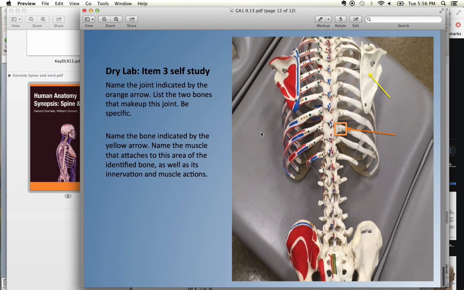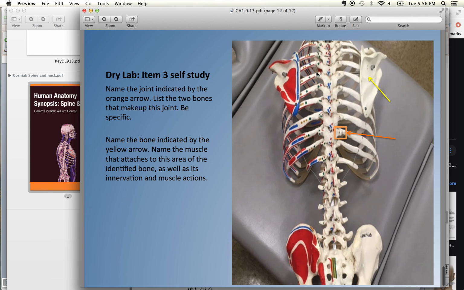Item 3. Nice big picture here, really stretched out, of the spinal column along with some other bones. Name the joint indicated by the orange arrow. Okay, we're looking here, referencing the box and what's inside that box. That's going to be a right costovertebral joint between the 10th thoracic vertebrae and the right 10th rib.